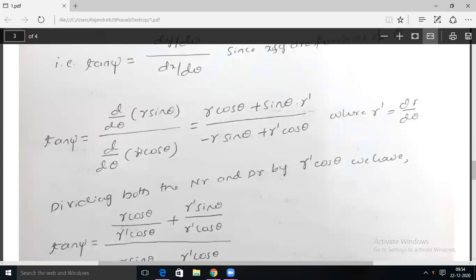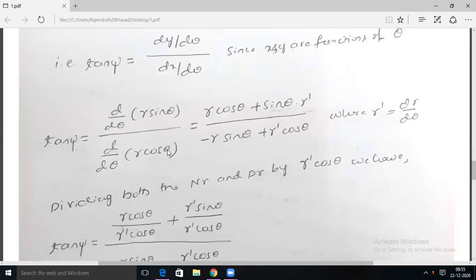Similarly here also we have to apply the product rule. R keep as it is, differentiation of cos theta is minus sin theta, plus cos theta keep as it is, differentiation of r is dr by d theta. Dr by d theta we shall consider here as r dash. So here r dash is equal to dr by d theta.